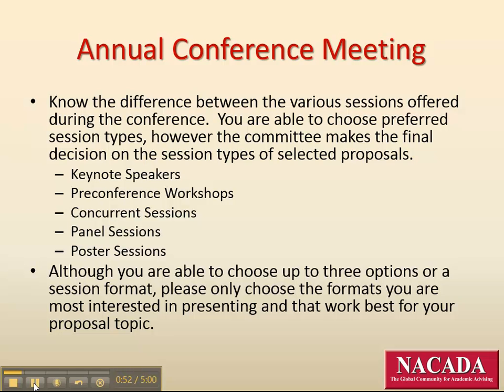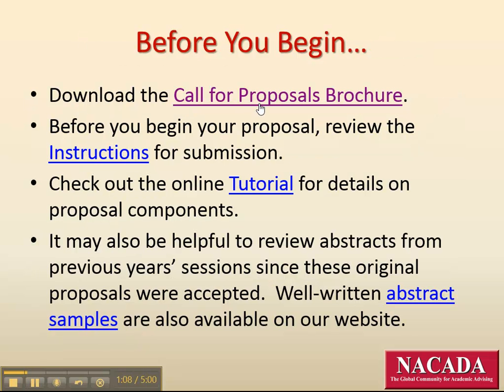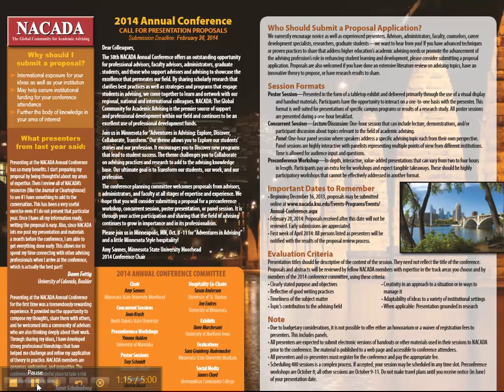During the proposal process, you are able to select up to 3 preferred session formats. However, please note that you are not required to choose 3 formats and should only choose the formats you are most interested in presenting. Before you begin your proposal, be sure to download the Call for Proposals brochure from the NACADA Annual Conference website. The brochure will help to answer questions such as why I should submit a proposal and who should submit a proposal. It will also provide input from previous presenters on their experiences and provide important deadlines.